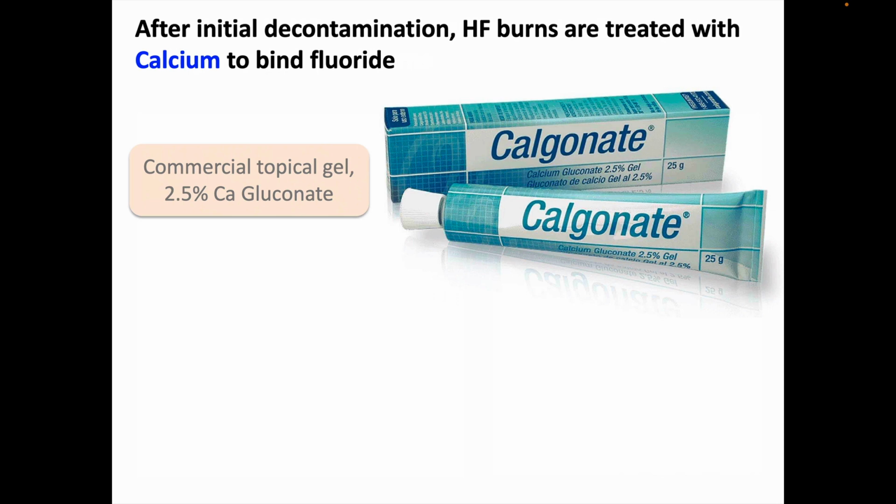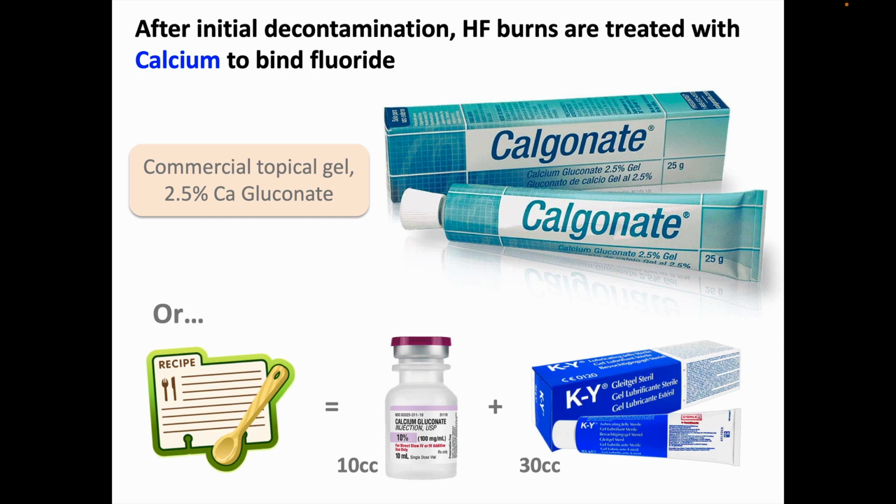The first thing to do is decontaminate the area, washing and copiously irrigating the area with water, and then to apply calcium, which will bind to and effectively neutralize the fluoride ions, so that they won't continue to progressively penetrate and cause further injury. We start with topical calcium. There's a commercially available 2.5% calcium gluconate gel. And if you don't have the prepared topical gel, there are a few recipes available to make your own. For instance, a 10 cc vial of 10% calcium gluconate mixed with 30 cc's of lubricating jelly will also make a 2.5% gel.